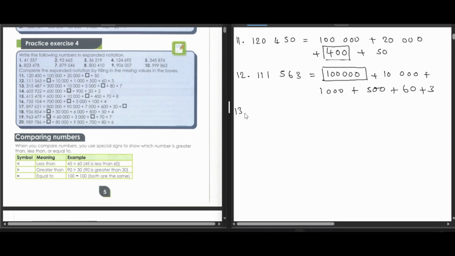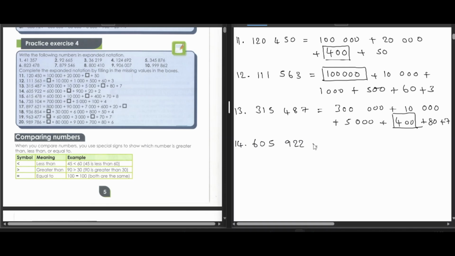Number 13, 315,487 is equal to 300,000 which is written, plus 10,000 which is written, plus 5,000 which is written, so what is not written is next, it's 400 plus 80 plus 7, so 400 is the one in the box. Okay.